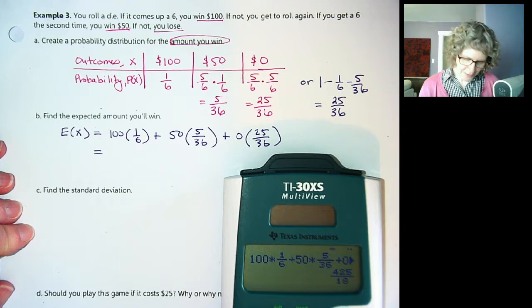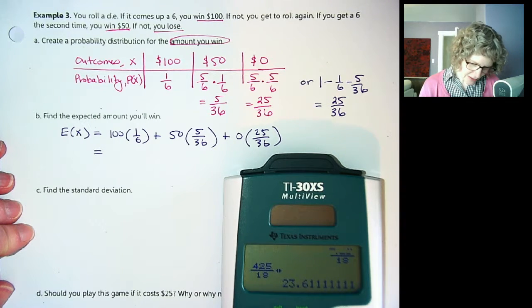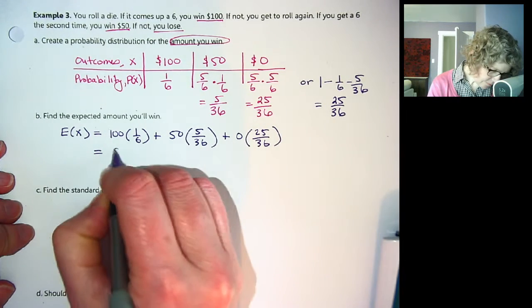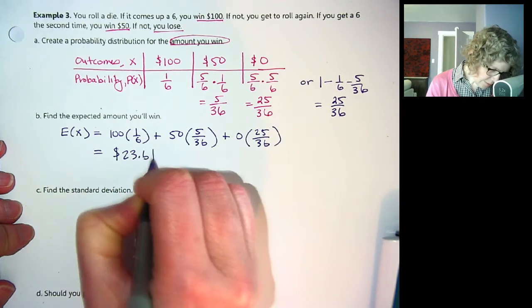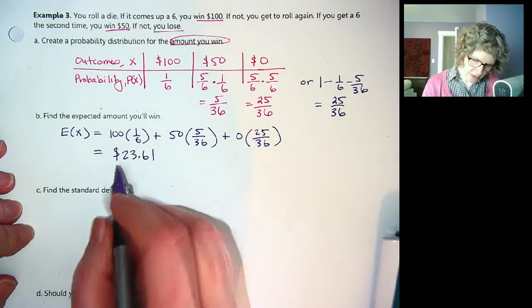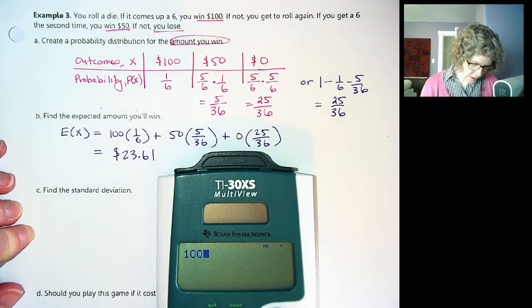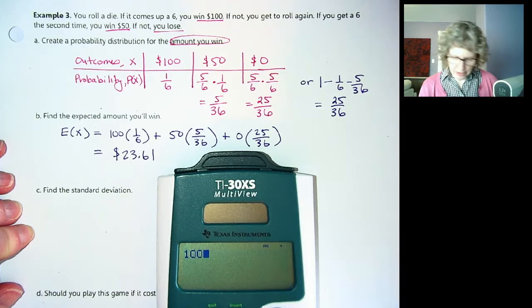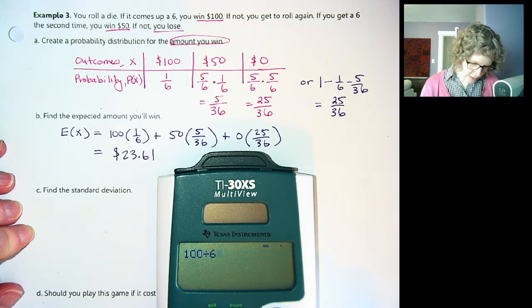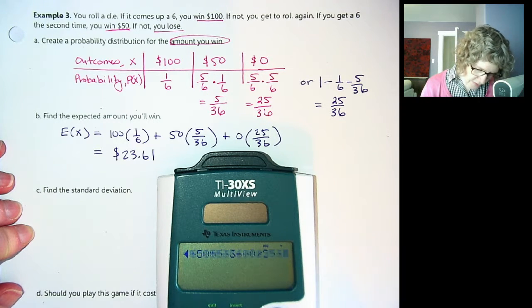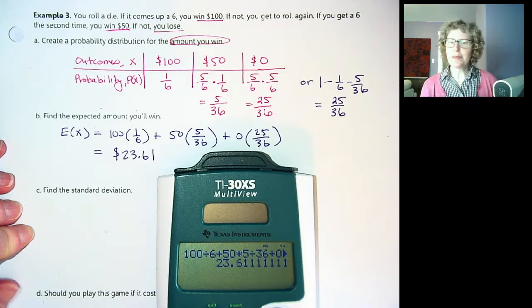And this gives me a really nice fraction, so I'm going to use the decimal key, and I get $23.61. I'm going to be sure to put my units on here, which is dollars in this case. Now, we could have done it, if you prefer, just with decimals: 100 times 1 divided by 6, plus 50 times 5 divided by 36, plus 0 times 25 divided by 36, and we got the same thing, so you could do it either way.